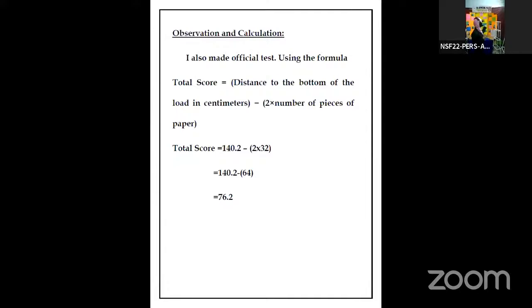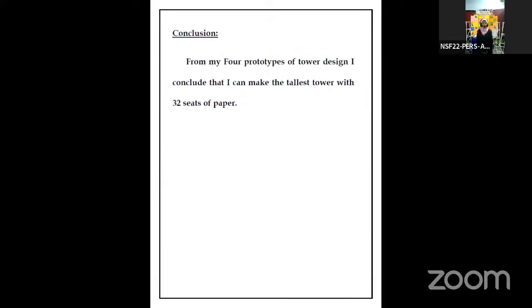Using total score is equal to 140.2 centimeter, 2 into 32. Using this, I am trying to arrive at the conclusion. Now I am trying to arrive at the best design of the tower using 5 prototypes.